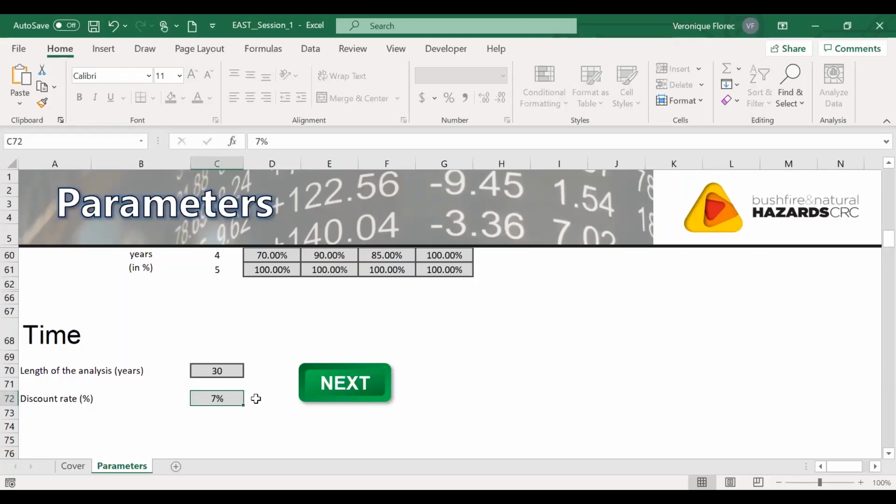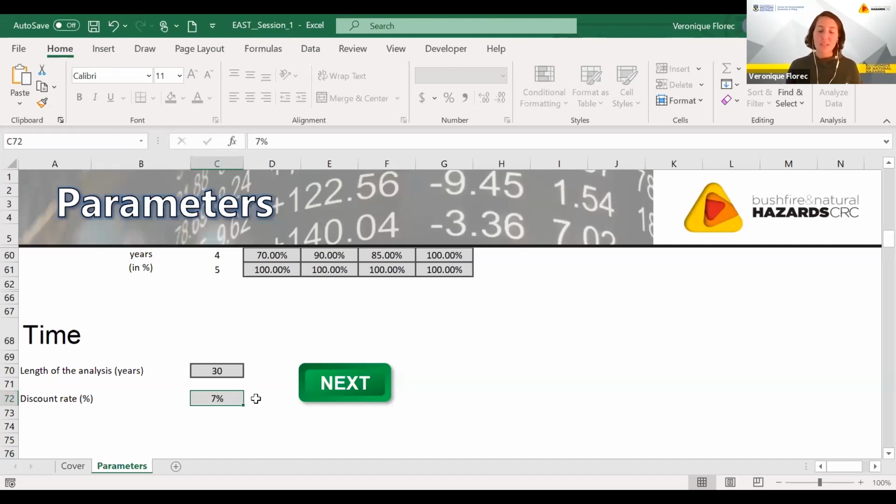We will see that later when we have a look at the results. There is a particular result that's showing us what we call the internal rate of return. And it's basically at which rate you are gaining your benefits. But if that is lower than your discount rate, what it's telling you is that you don't want to go through this particular project, or you don't want to invest in this mitigation. We'll see that a little bit later.